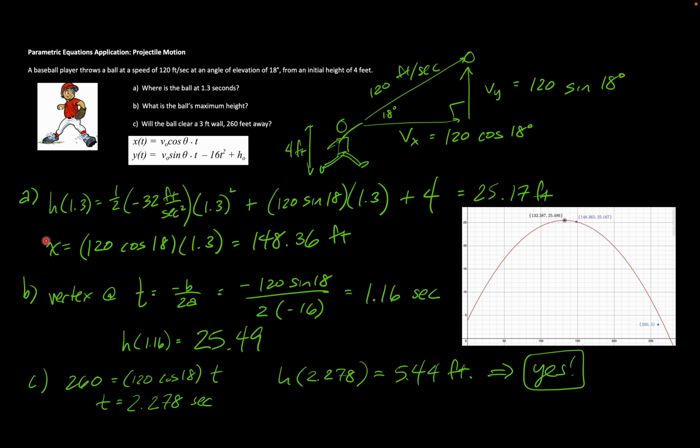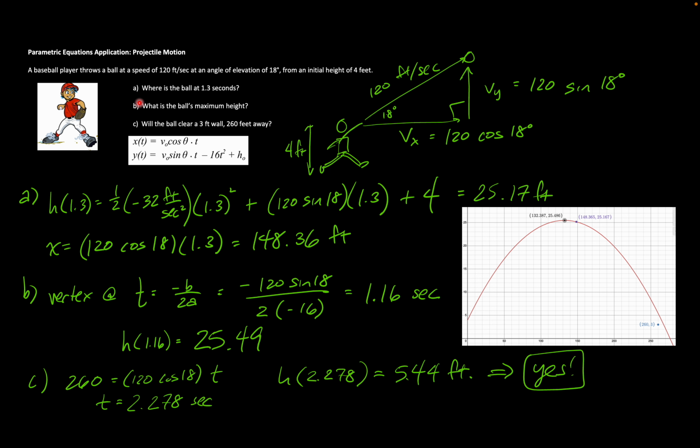When I simplify that on a calculator, I will get 25.17 feet as the height of the ball after 1.3 seconds. The horizontal distance of the ball at 1.3 seconds is the simpler equation. It's the initial velocity multiplied by cosine of the angle times the time. So that's about 148.36 feet.